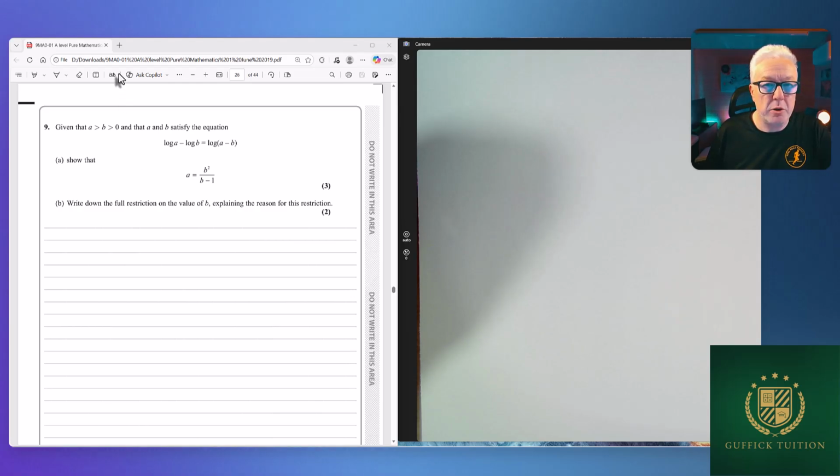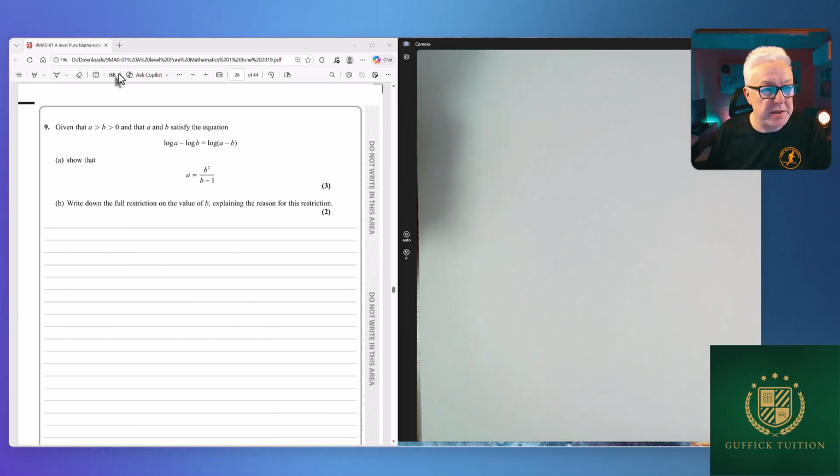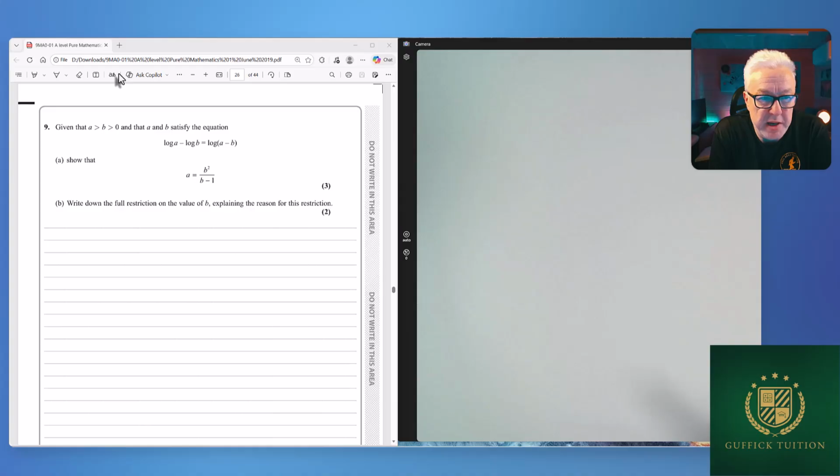Hello everyone, we've got a logarithms question here. It says, given that a is greater than b, which is greater than 0, and that a and b satisfy the equation log a minus log b equals log of a minus b, show that a is equal to b squared over b minus 1.